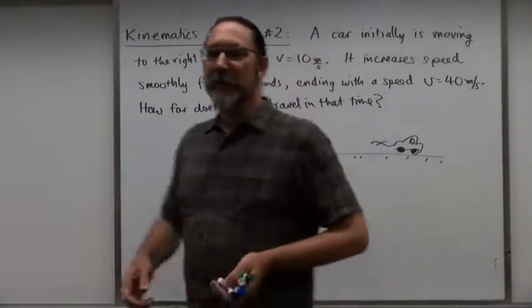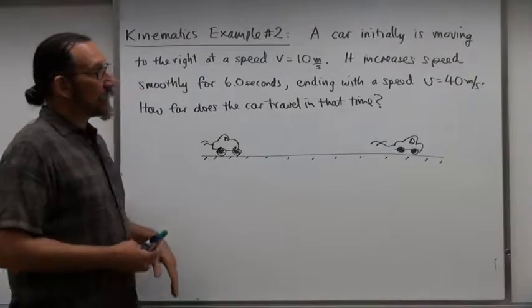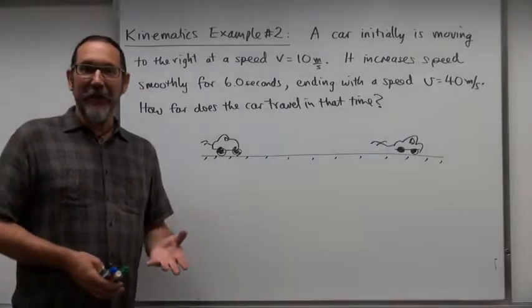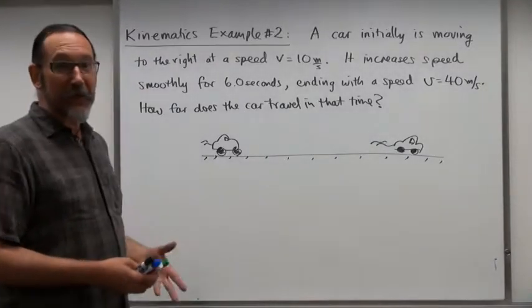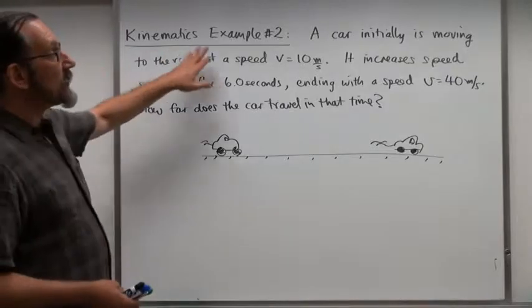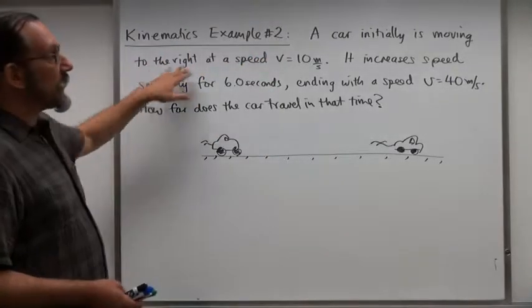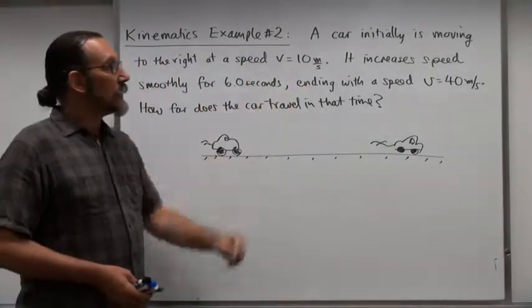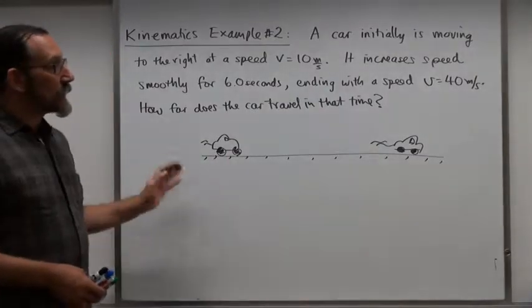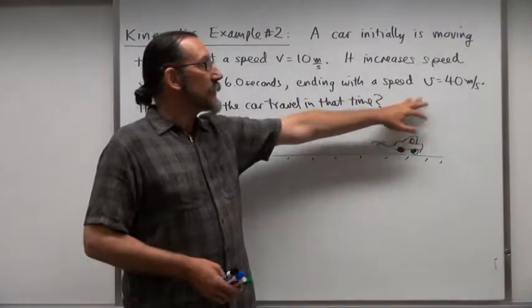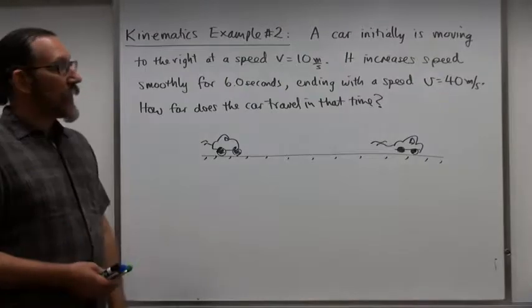So let's look at a problem that's a little more difficult and something that most people won't be able to just glance at and understand what's happening without thinking about it. So in this example, a car is initially moving to the right at a speed of 10 meters per second. It increases speed smoothly for 6 seconds, ending with a speed of 40 meters per second. How far does the car travel in that time?